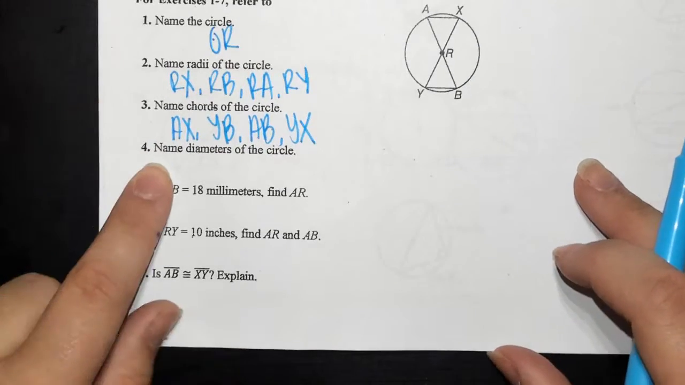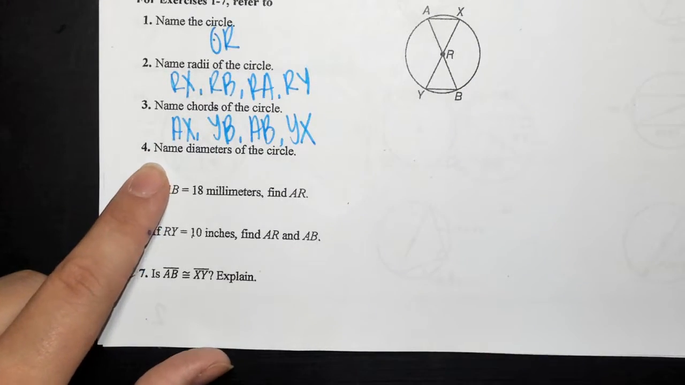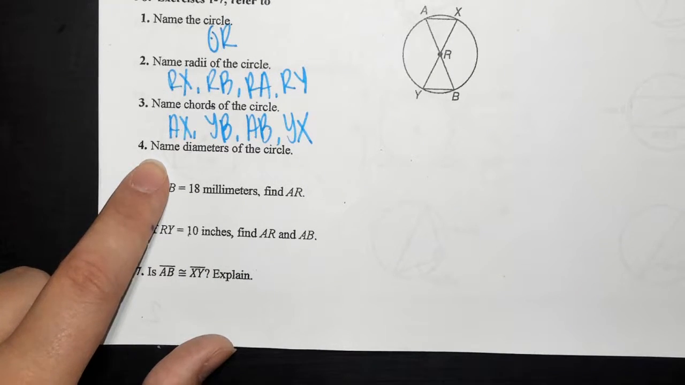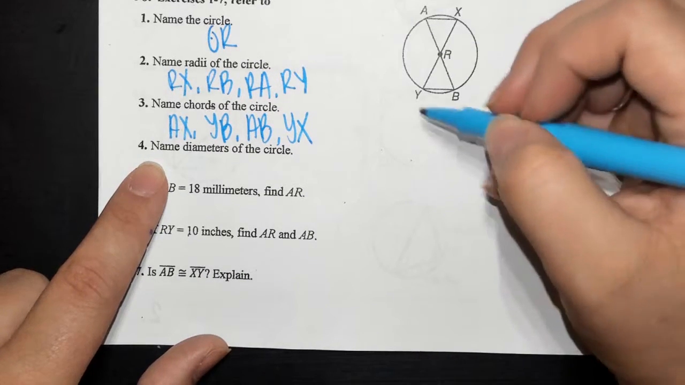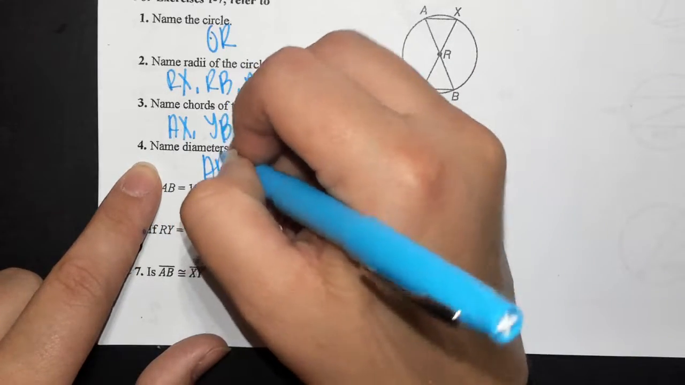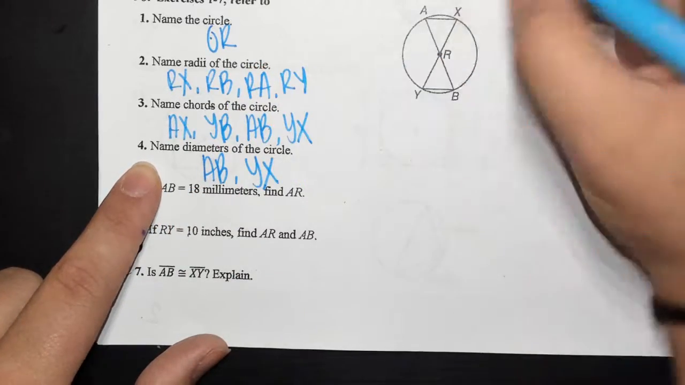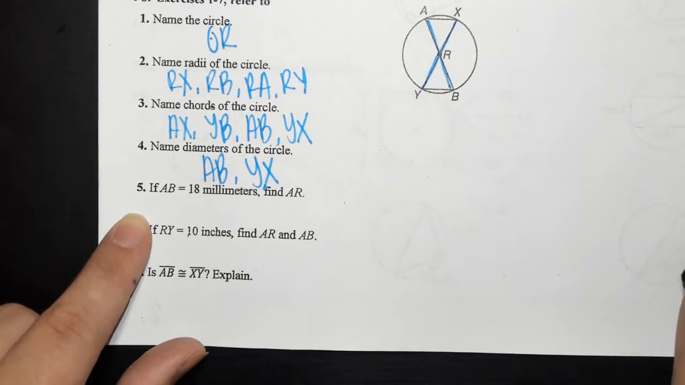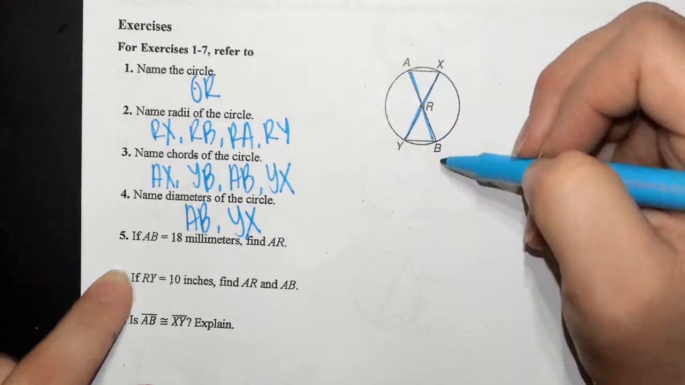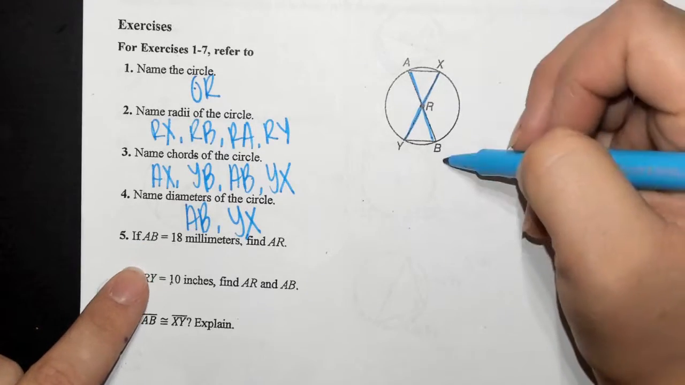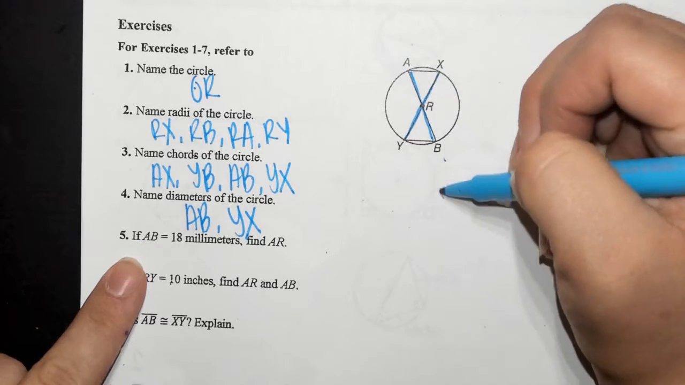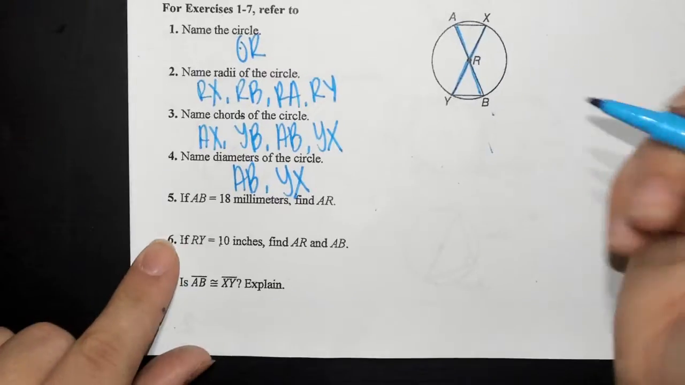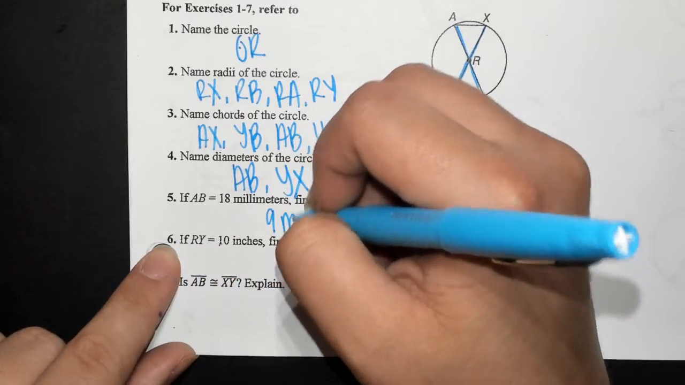All right, so name the diameters of the circle. Jarek, what'd you put for the diameters? AB and what? Very good. AB and YX. They go through the direct center of this circle. Okay, 5. If AB, which is the diameter, is 18, what is half of that? What's the radius, D? 9. Good, 9 millimeters.